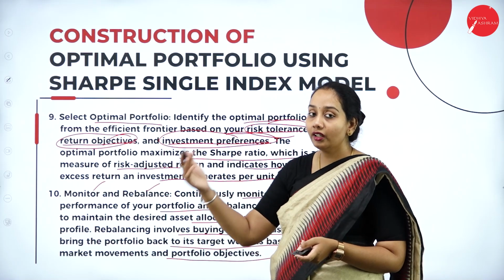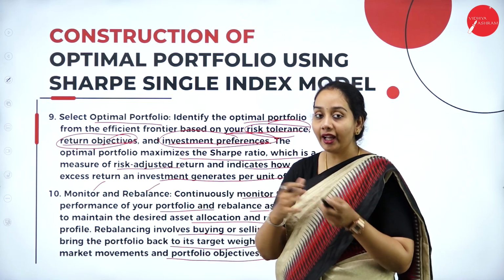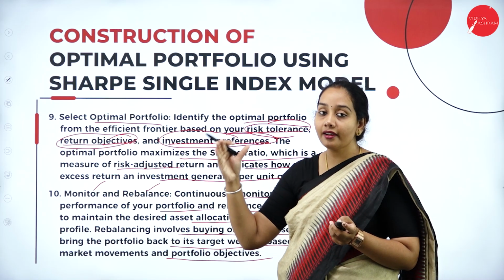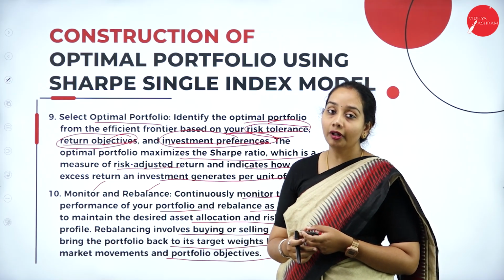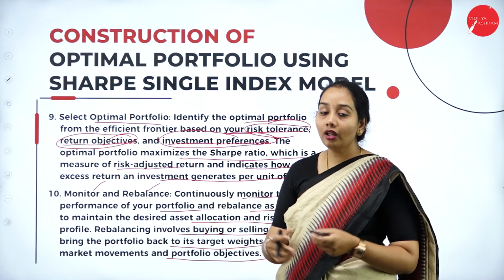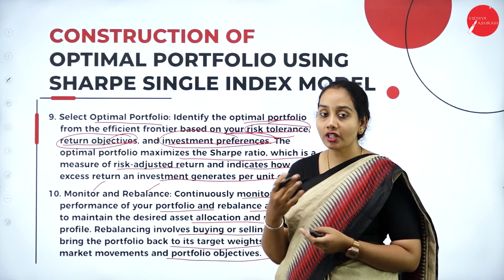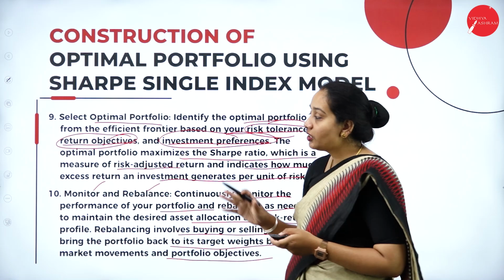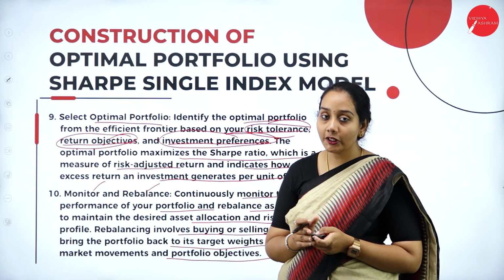So continuously monitoring the performance of the portfolio and rebalancing is nothing but buying and selling of such portfolios. If you find that some holdings have a high risk, you are going to sell them, and if you find there is a chance of improvement for a particular portfolio, stock or security in the market, you are going to buy it. Okay, so based on that, you select the portfolio, continuously buy and sell such securities, and you can monitor and rebalance your overall portfolio management. So this is how you maintain your portfolio based on the index method, that is Sharpe's index method.